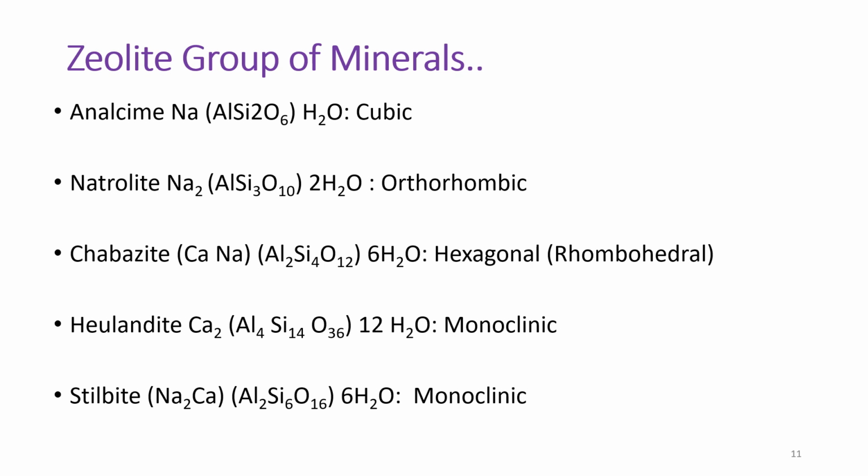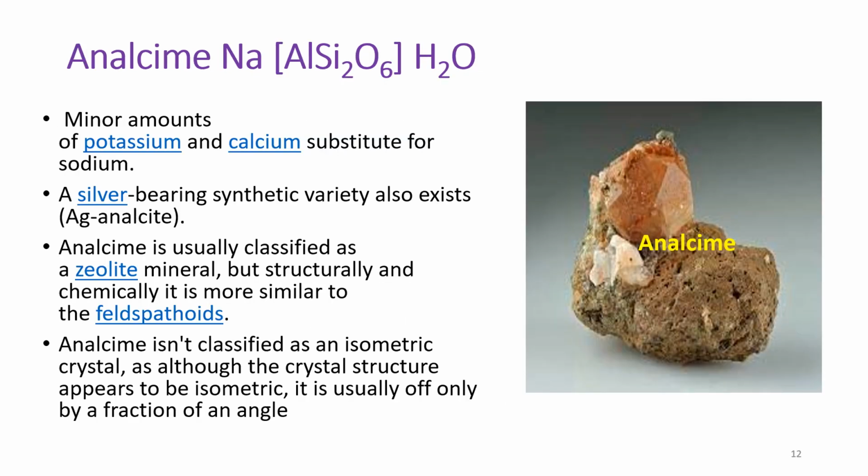Coming to the various zeolite group of minerals: Analcime, Natrolite, Chabazite, Heulandite, and Stilbite, all these have to be discussed. Coming to Analcime, it has a chemical composition of sodium aluminosilicate. Minor amounts of potassium and calcium substitute for sodium, and a silver-bearing synthetic variety also exists, known as Ag analcite or silver analcite. Analcite is usually classified as a zeolite mineral, but structurally and chemically it is more similar to feldspathoids. Analcime is not classified as an isometric crystal, as although the crystal structure appears to be isometric, it is usually off by a fraction of an angle.